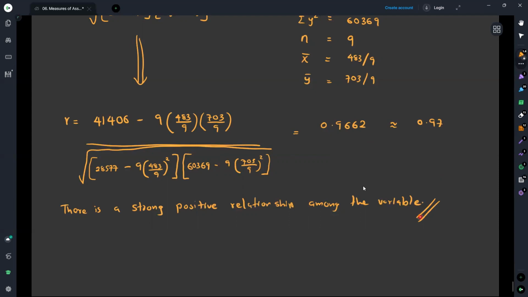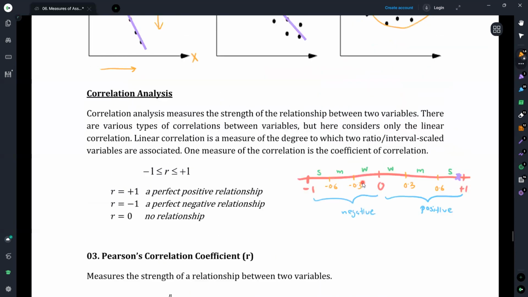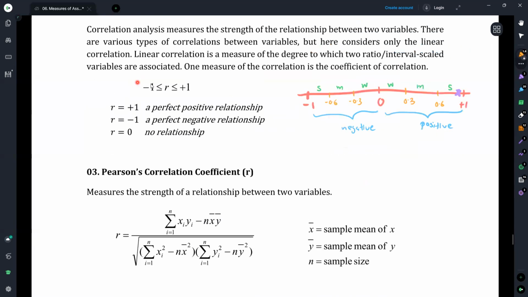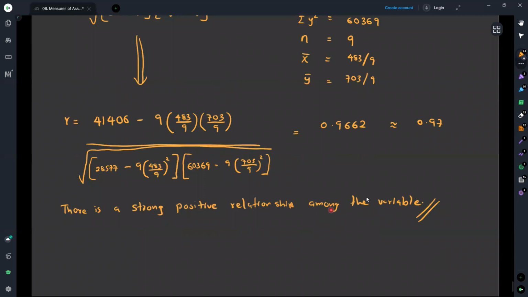Again, I would like to highlight this as well. When we are obtaining an answer, it should be exactly in between -1 and +1. You cannot get any values beyond the region mentioned. The value that you are obtaining should lie exactly in between -1 and +1.